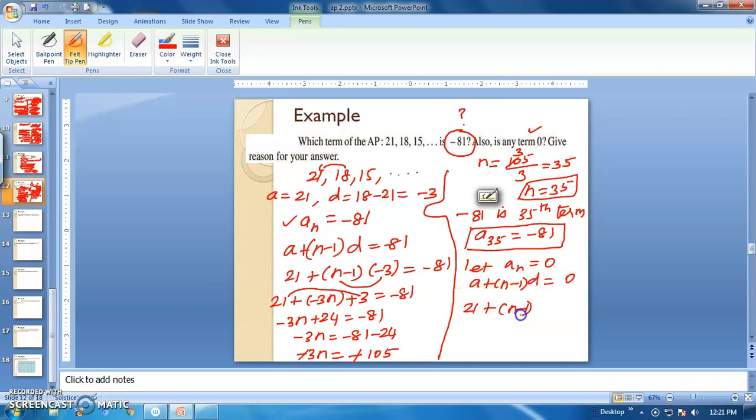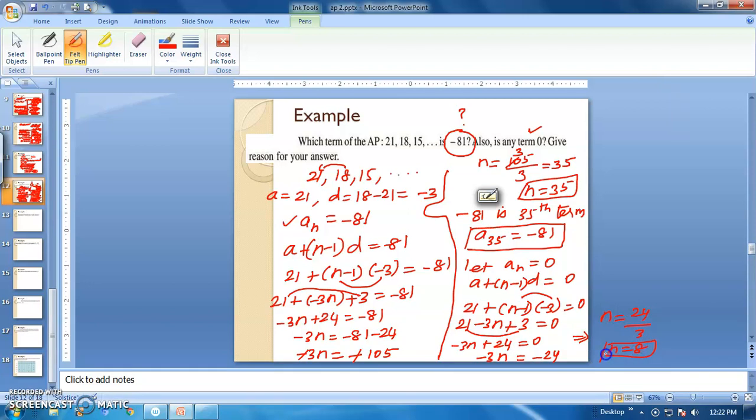And n we don't know, we are going to find, and d value minus 3 equal to 0, and here 21, and multiply minus 3 inside the bracket, so minus 3n plus 3 equal to 0. So when we add these two, we get minus 3n plus 24 equal to 0. So minus 3n equal to minus 24, which implies n equal to 24 divided by 3. So n equal to 8.